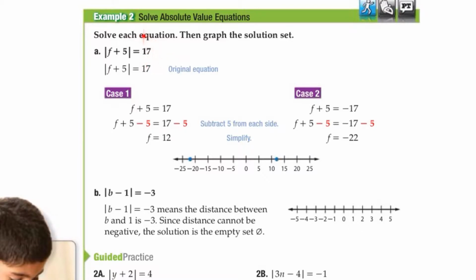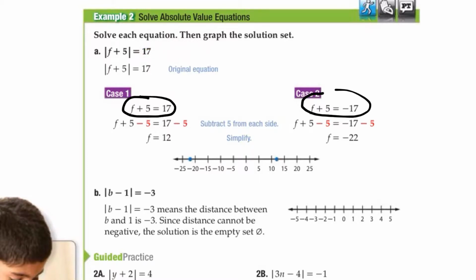So what I'm going to have to do now is solve it, but 2 times. First, I keep the original. Notice they take off the absolute value bars. So I just set f plus 5 equals 17. But the second one is f plus 5, and instead of positive 17, they changed it to a negative. That's all you have to do for absolute value. You keep the absolute value part the same, but for the equals side, if it's positive, change it to negative. If it's negative, change it to positive. So you can get both answers.